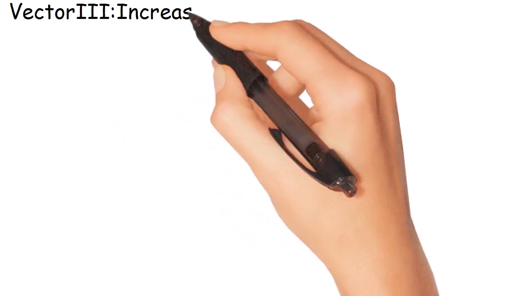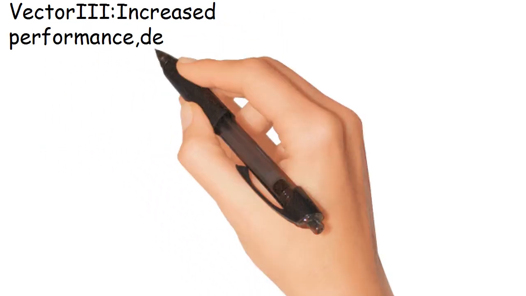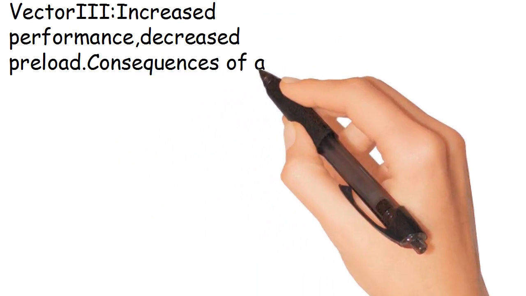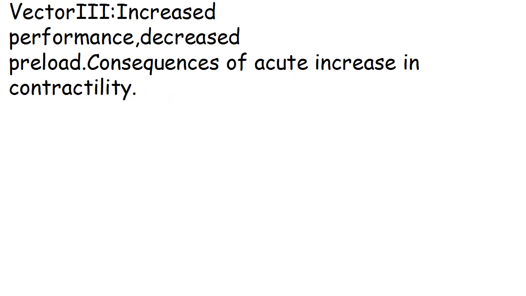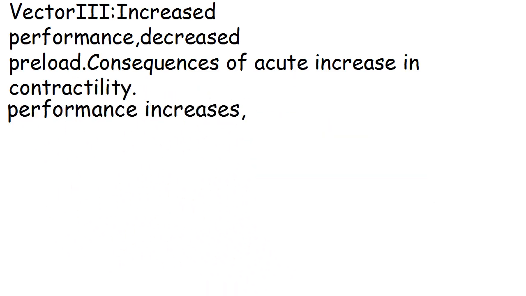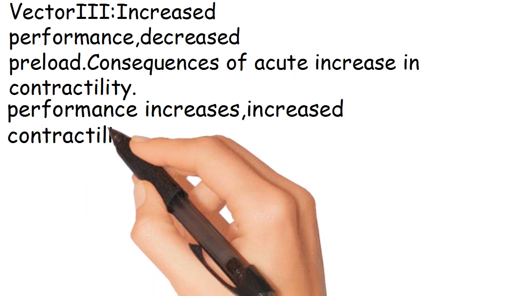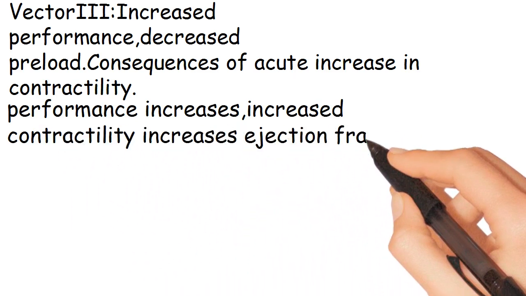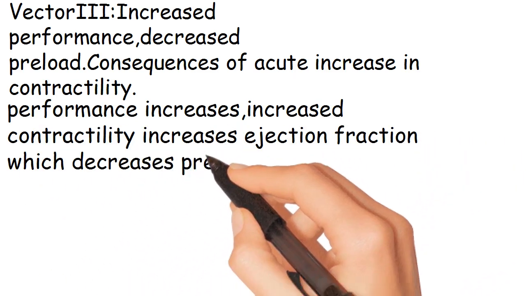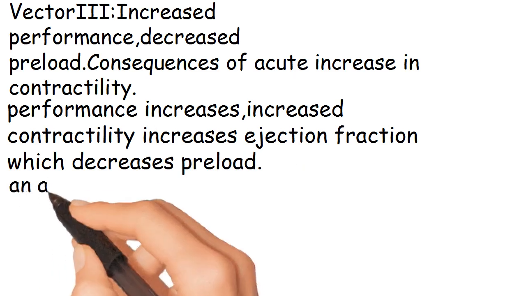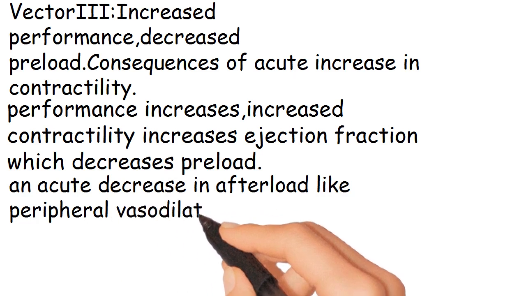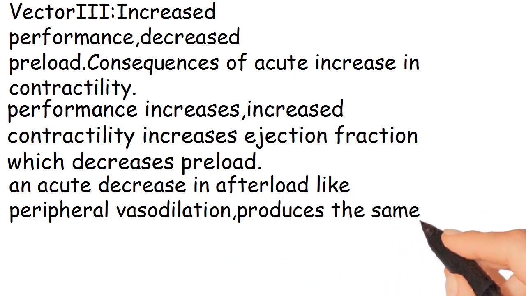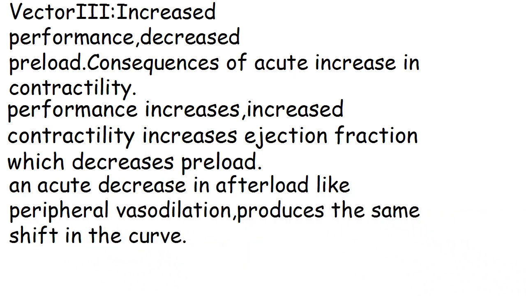Vector 3. Increased performance. Decreased preload. Consequences of acute increase in contractility. Performance increases. Increased contractility increases ejection fraction, which decreases preload. An acute decrease in afterload like peripheral vasodilation produces the same shift in the curve.